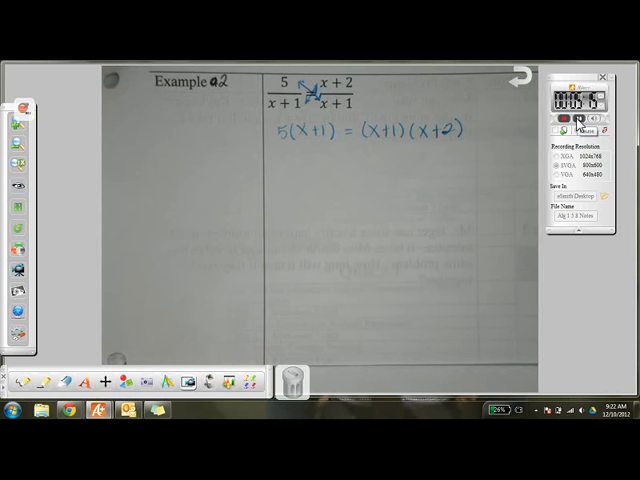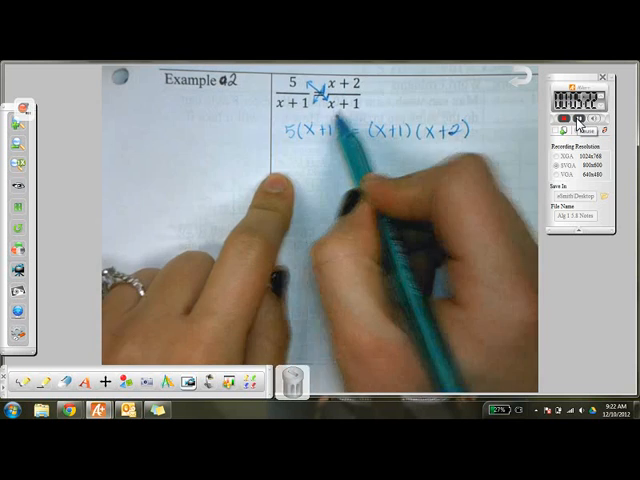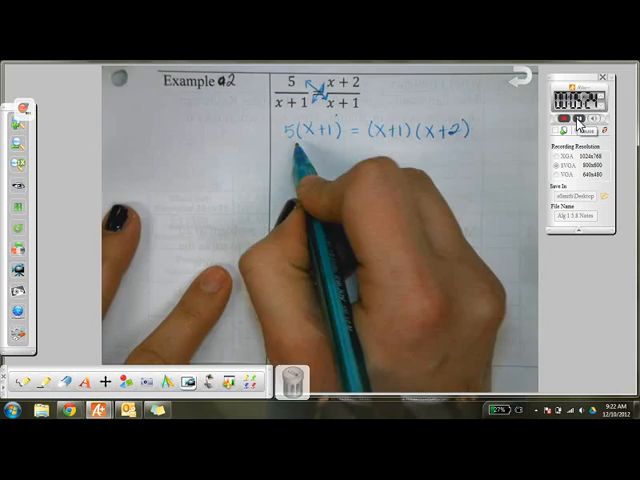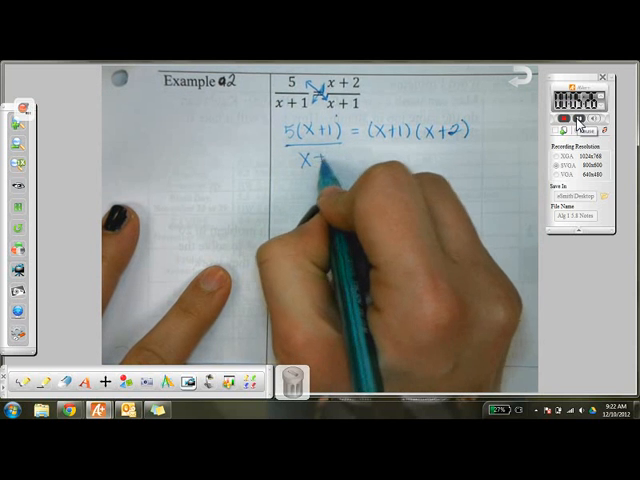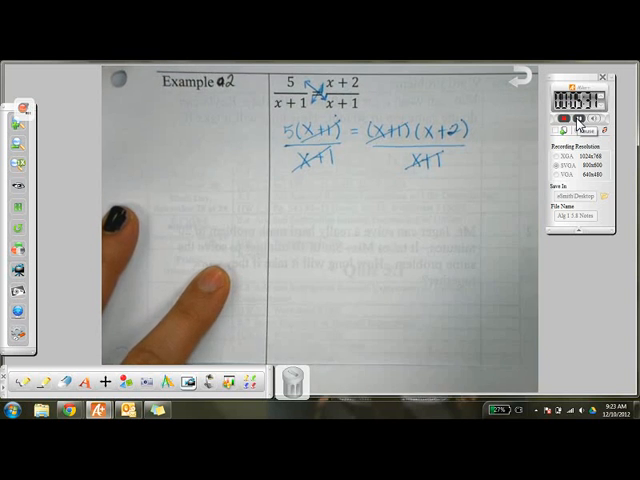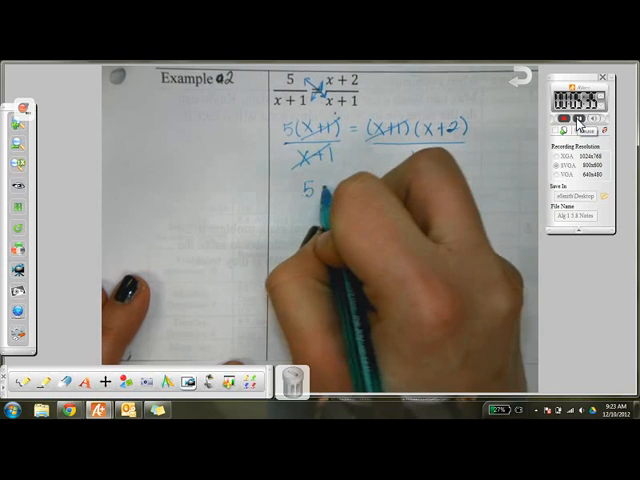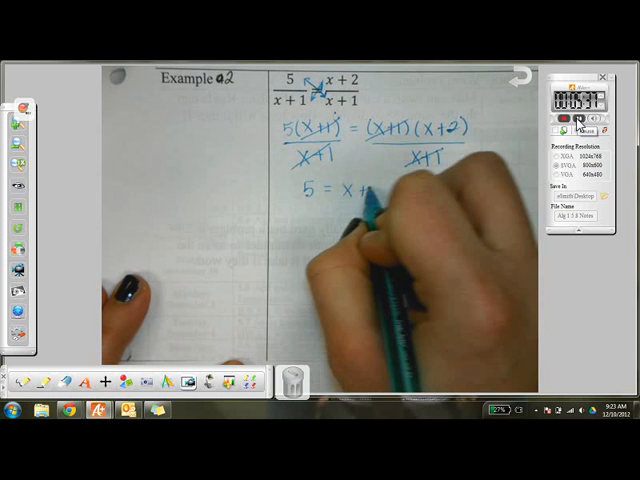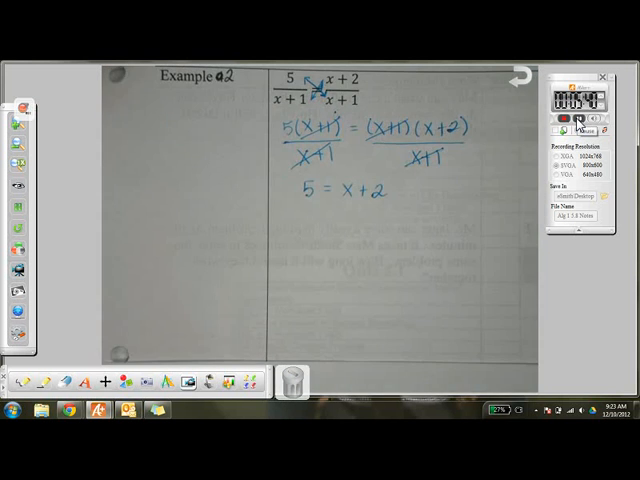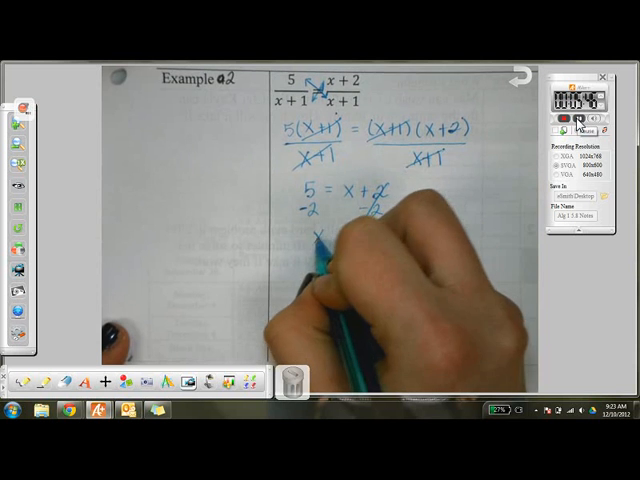They both have the same. Each side has what? An x plus 1. So I can cancel them out. For real. Because if I divide this side by x plus 1 and that side by x plus 1, it's all going to reduce, right? So that's going to give me 5 equals x plus 2. That makes it so easy. And then how do I solve that? Subtract 2 from both sides. So x equals 3.